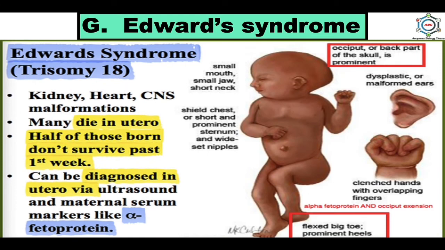And in Edward syndrome, it is trisomy 18, kidney, heart, and CNS malformations occur, many die in utero, half of those born don't survive past the first week, can be diagnosed in utero via ultrasound and maternal serum markers like alpha fetoprotein. So this is all about Edward syndrome.